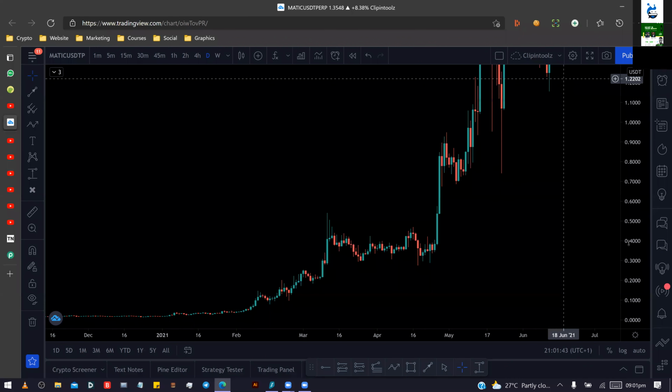I hope you guys understand this horizontal support and resistance. This one is not supposed to be hard. It's the simplest. Do you understand horizontal support and resistance? So you can move to the next type of resistance.